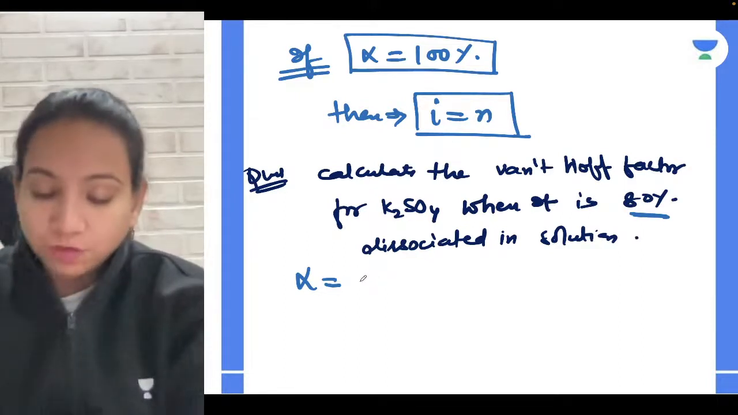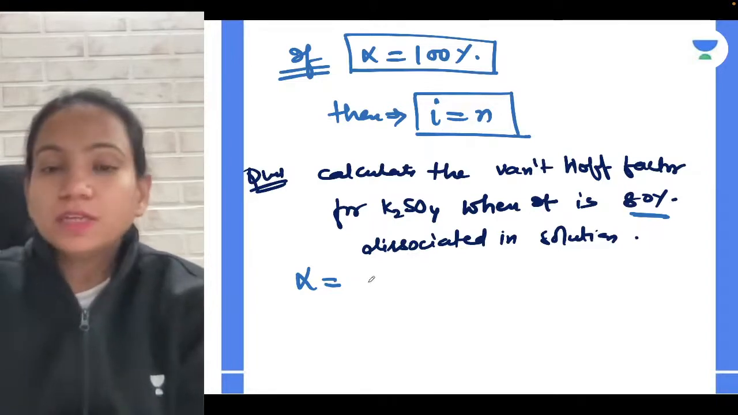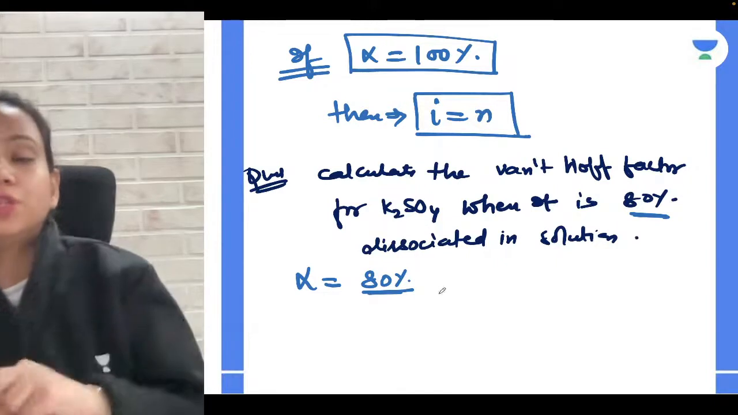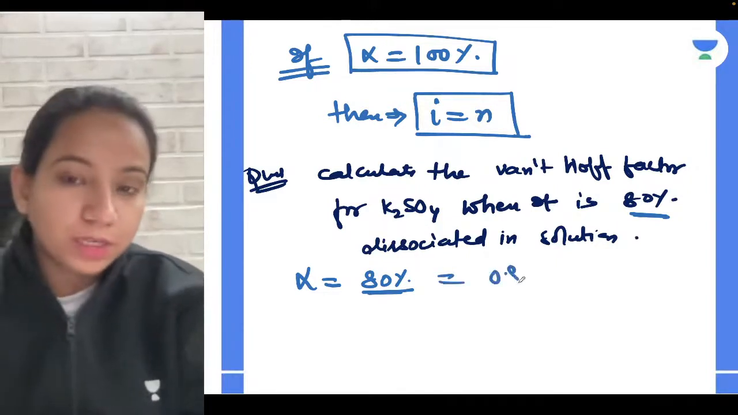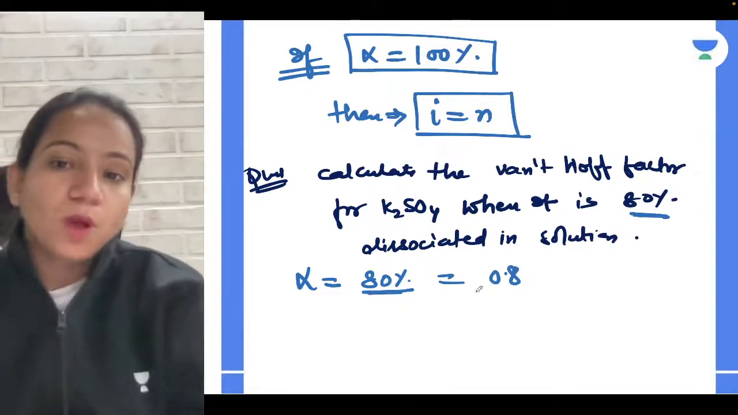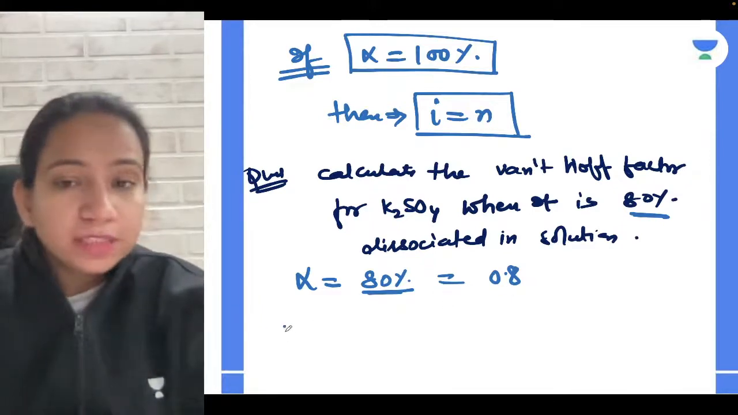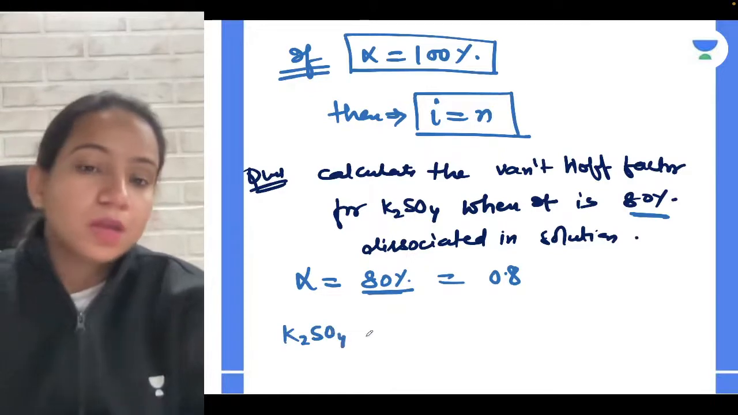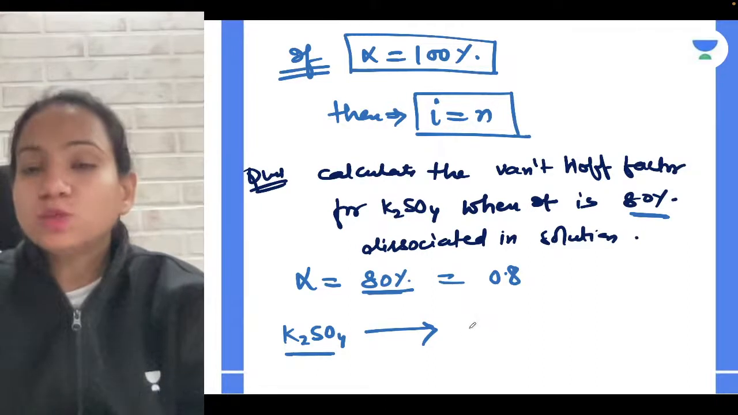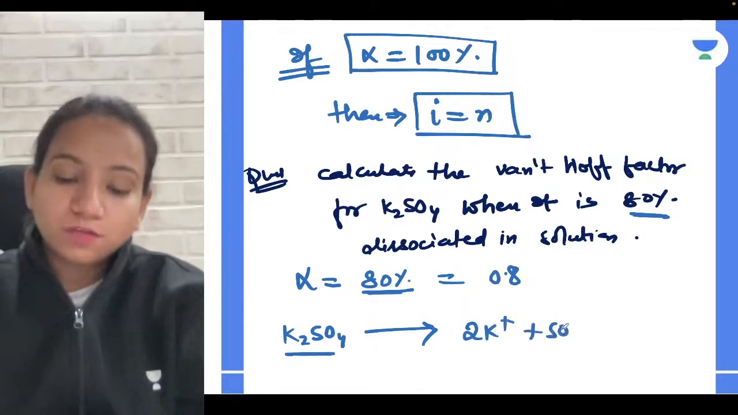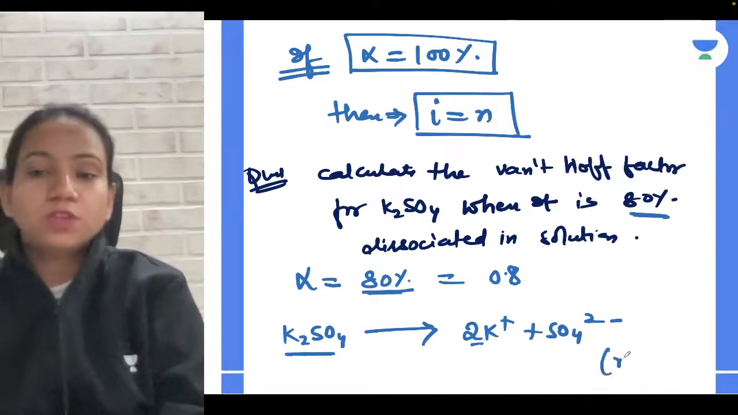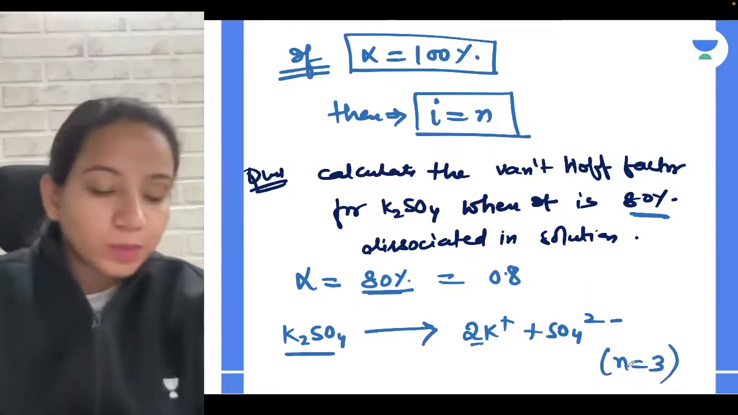Yes, it's potassium sulfate, Aditya. So alpha is given as 80%. If I remove the percent, meaning per 100, the value will be 0.8, because 80 by 100 gives 0.8. Now they say K2SO4 solution. If I dissociate it into ions, it's a salt, so I will get 2 potassium ions and 1 sulfate ion. So n will be 3. Okay, that's what we have got to know.